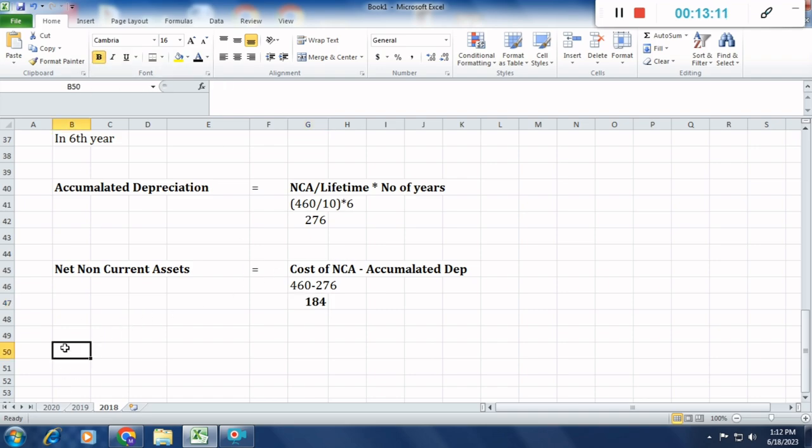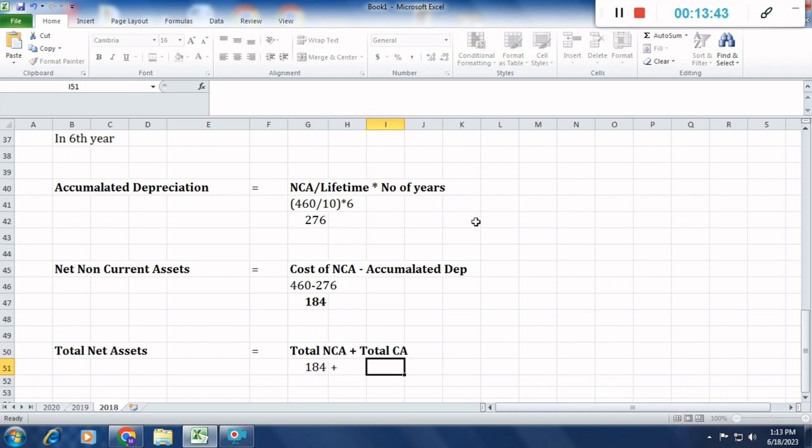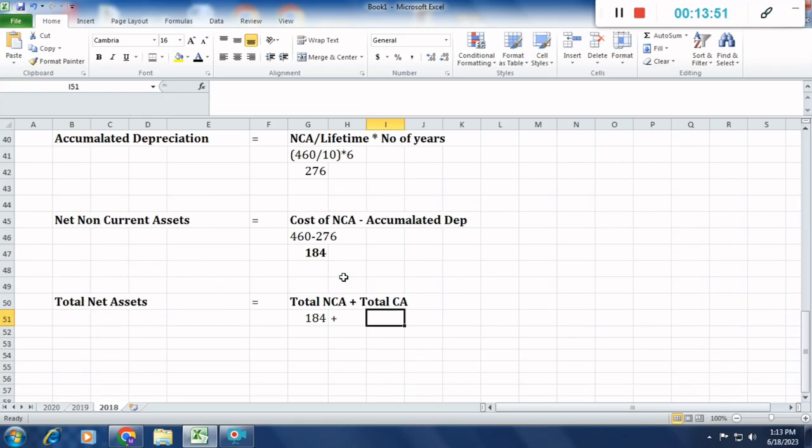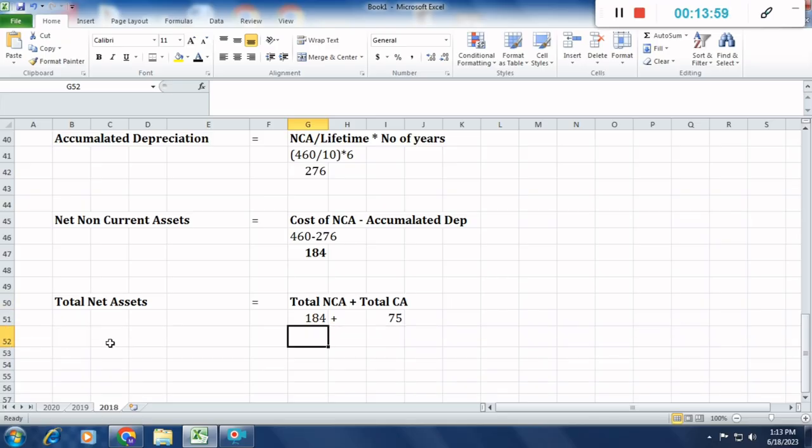Now we have to calculate total assets or total net assets: total non-current assets plus total current assets. Total non-current assets is calculated as 184 million plus total current assets is given consistently in the question 75 million. So total net assets or total assets, 184 plus 75, 259 million.